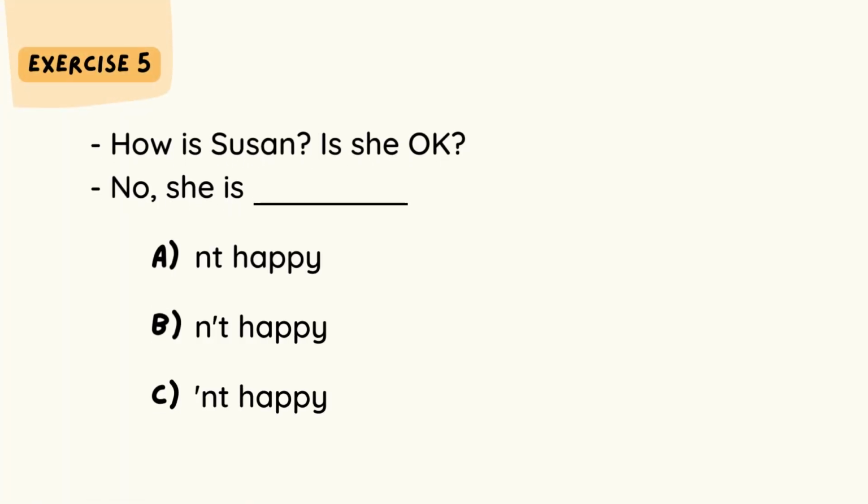Exercise 5. How is Susan? Is she okay? No, she is A, no, she isn't happy. B, no, she isn't happy. C, no, she isn't happy. B, no, she isn't happy.